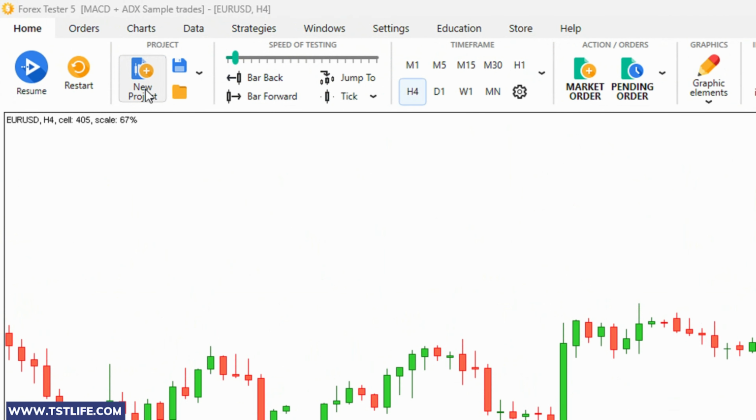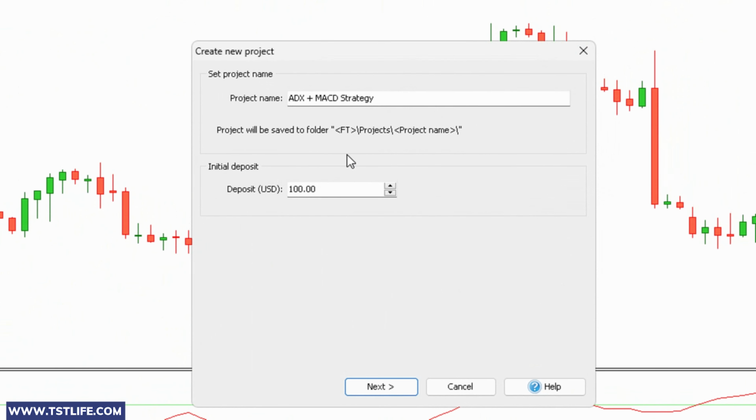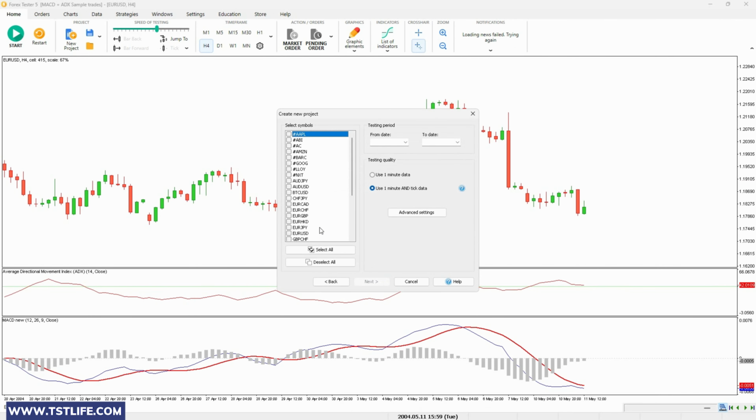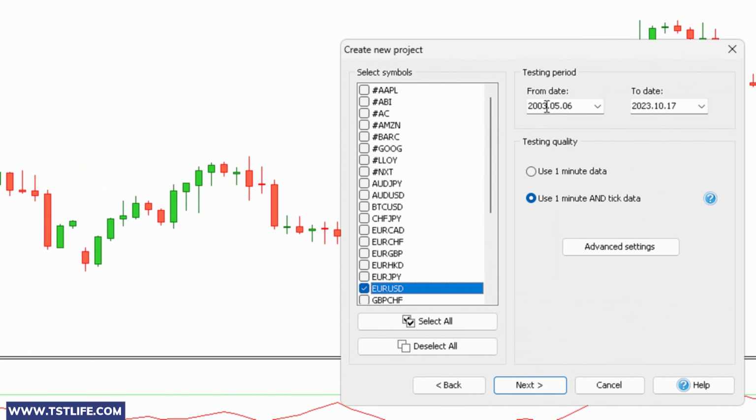First, let's create a new project. Following that, we should specify the initial deposit amount, which I'll set at $100 to cater to the request of some of our subscribers, though you can input your preferred amount. To proceed, select the instrument you wish to trade. In this case, I'll opt for the Euro USD and choose the historical data starting from 2013.